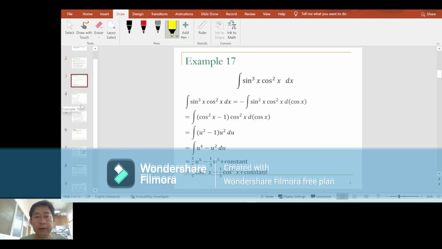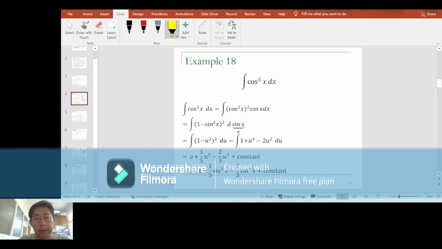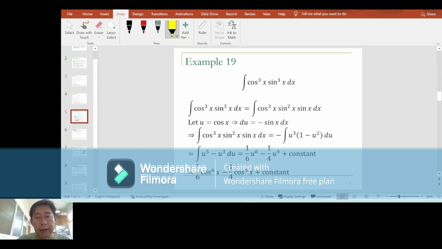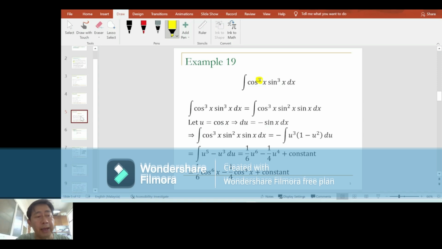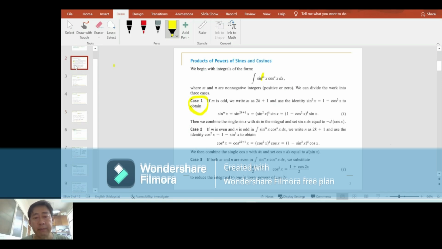In example 17, we have sine raised to a power of an odd number. In 18 also, we have cos raised to a power of 5. And now, we also have cos raised to an odd number. The methods to integrate examples 17, 18, and 19 are very similar. They can be referred to as case 1.